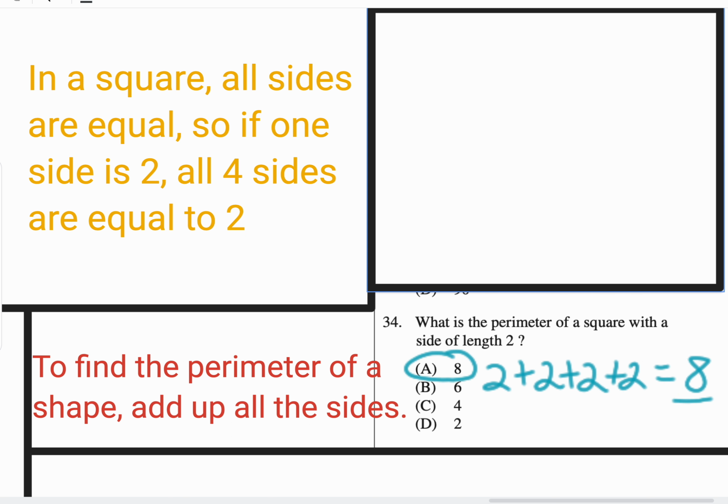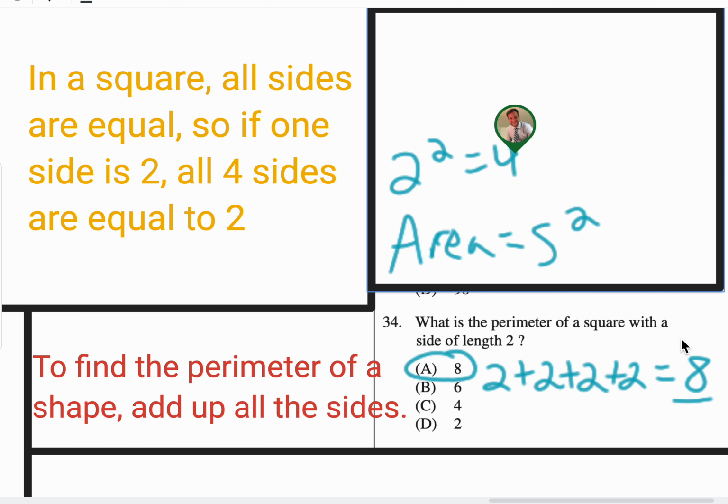Now let's take a note that C is incorrect because 4 would be the area of the square. Area equals s squared. Area of a square will be s squared, or in other words, 2 squared, which would equal 4. This is why we can eliminate C. A is our correct answer.